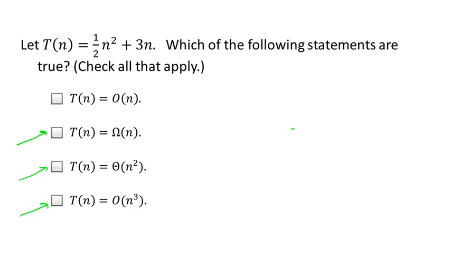For the same reason, big O of n cubed, it's not a very good upper bound, but it is a legitimate one. It is correct. The rate of growth of t of n is at most cubic. In fact, it's at most quadratic, but it is indeed at most cubic.